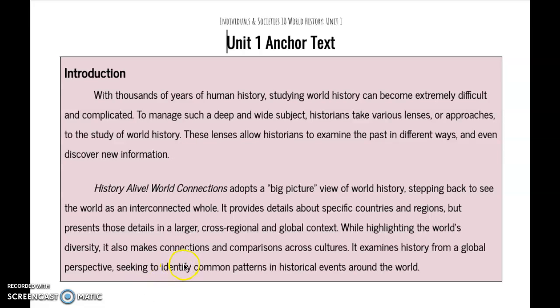Your anchor text is going to look like this. It will look like text on a Google document. What I have done is pulled the text from our curriculum, the TCI History Alive, and I've pared it down so that we have just the most important information that's the most relevant for our learning. So this is still the curriculum that we have to do, but it is not on the TCI website. I wanted to give you a chance to read through this introduction. It's kind of the introduction to the textbook. So go ahead and pause the video now and read through these 2 paragraphs in the pink box.